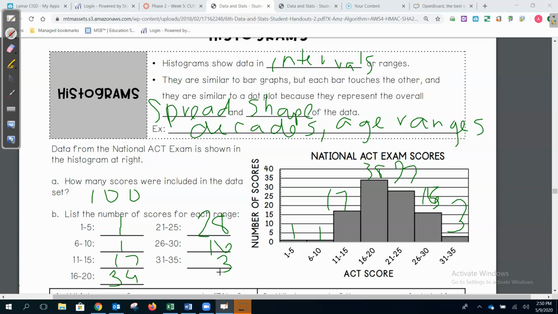That's really all that we're doing with histograms right now. We could go in and we could give percentages, we could use it in other ways, but just for this week, we are just looking at histograms and understanding they show us data in intervals or ranges, and they're very similar to the dot plots that we did last week because they represent the overall spread and shape of the data. So just remember those things. Look at those, do that Khan Math practice if you haven't already because that's really helpful. And I think you get to even create your own.